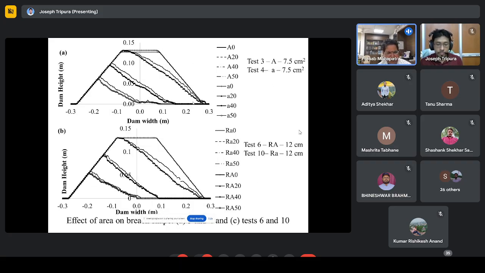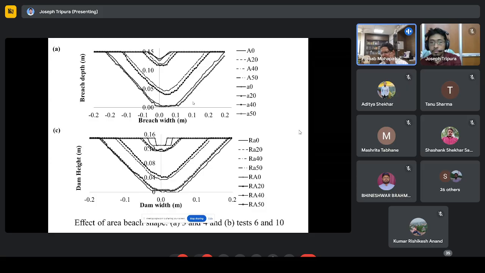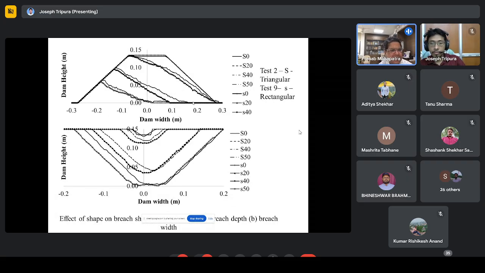Again, this is the effect of area. Please go next. So the purpose was, suppose I have a triangular shape and I have a rectangular shape, and suppose the projected area of both shapes is the same. What is the effect? Is area a factor? We found no, area is not the thing. This is similarly the effect of area on breach shape. Okay, this is breach, not beach. Okay, please go to the next slide.